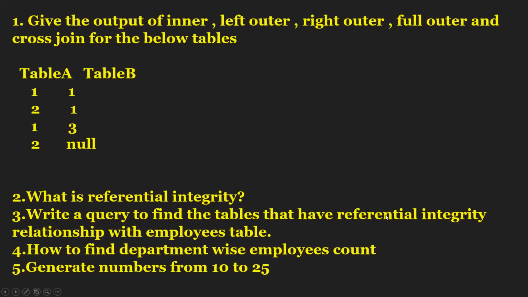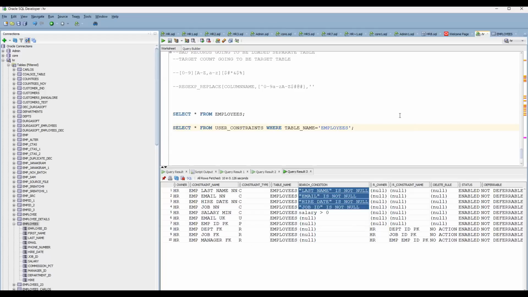Write a query to find the tables that have a referential integrity relationship with the employees table. Simply write a query on user constraints, and by getting the user constraints you can get that. And we do have another table, which I'll talk about in the coming section. Using that table, you can join it and get only the tables directly.